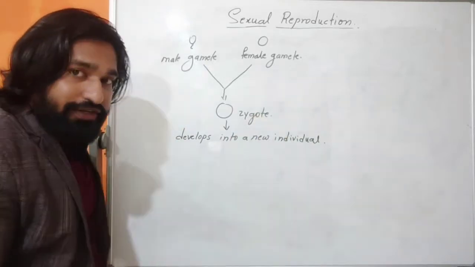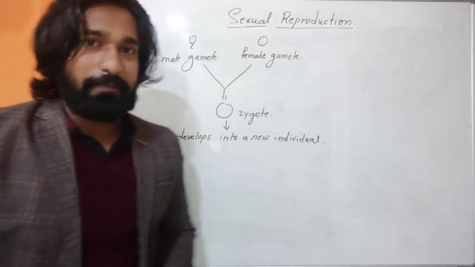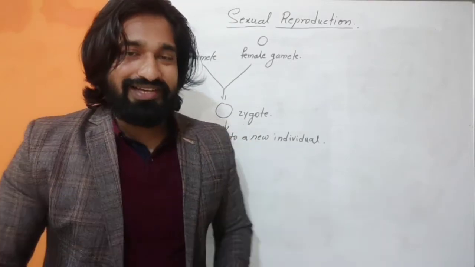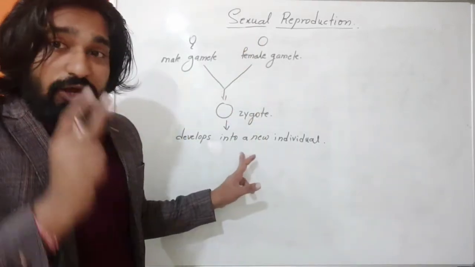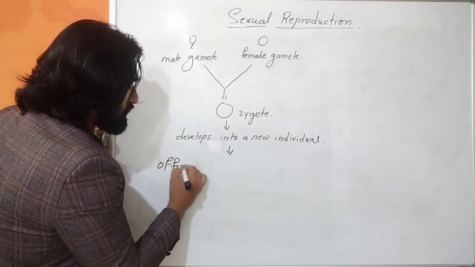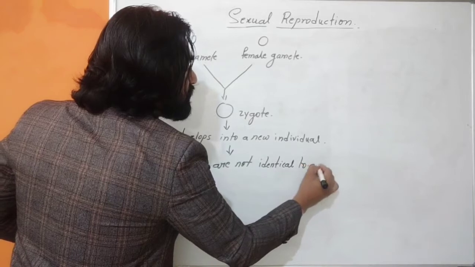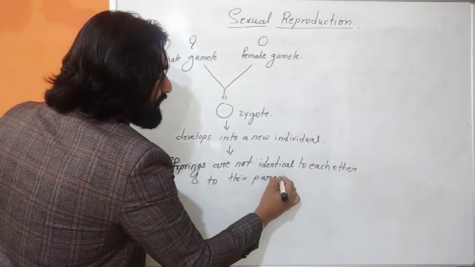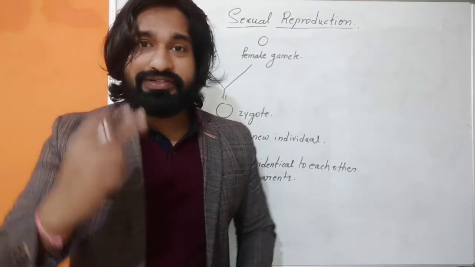And this new individual, which is produced by sexual reproduction, are not identical to each other. The offsprings are not identical to each other. If you remember the asexual reproduction, there the offsprings are described as clones. Why are they described as clones? Because those are morphologically and genetically identical, whereas the offsprings which are produced over here in case of sexual reproduction by the fusion of two gametes are not identical to each other, right? Offsprings are not identical to each other as well as to their parents. That means in sexual reproduction there is the formation of variations. Sexual reproduction gives rise to the variations.